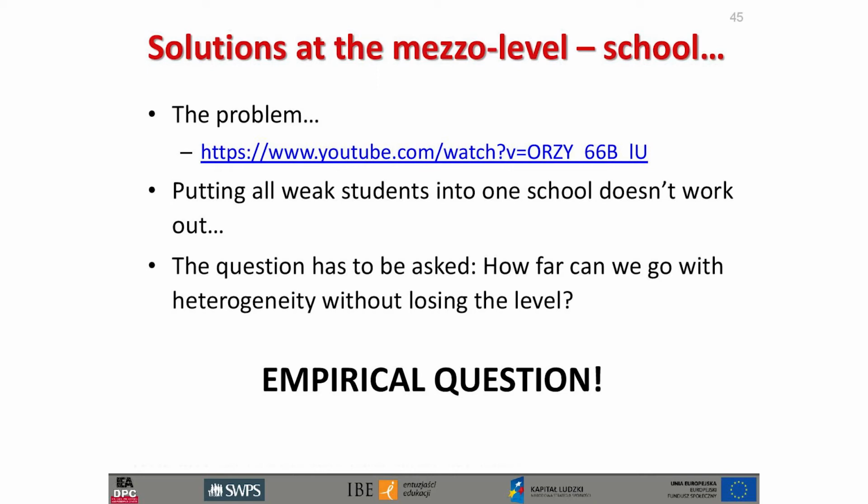The question to be asked is how far can we go with heterogeneity without losing the level, right? Because when we put all the children together, we can argue, and it has been argued in the discussion on social inequalities, that the learning level, the achievement level will be lowered through this action.